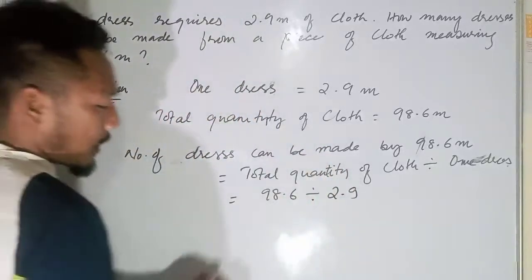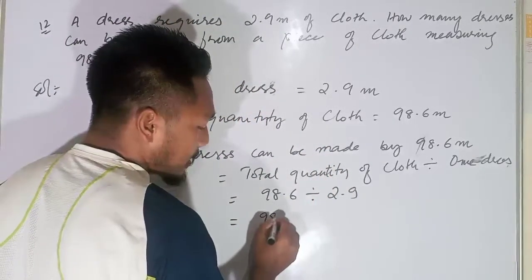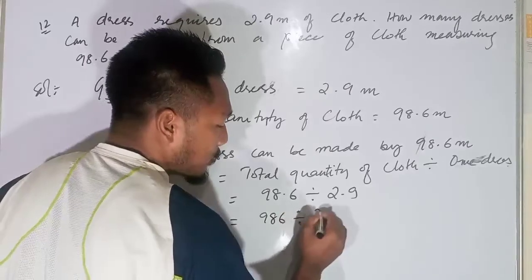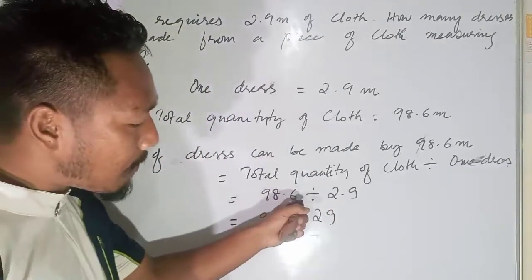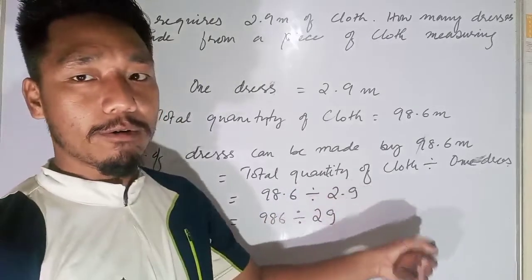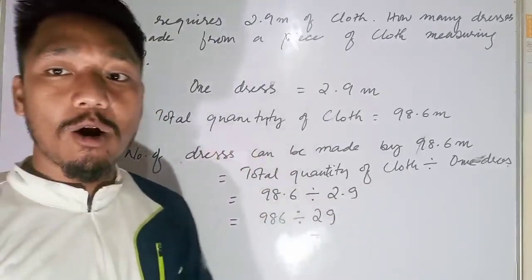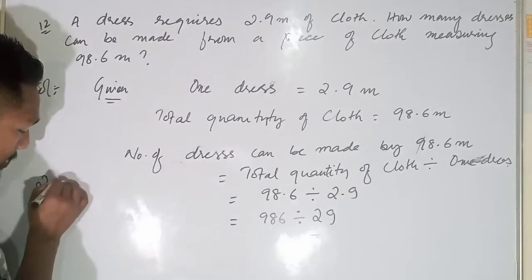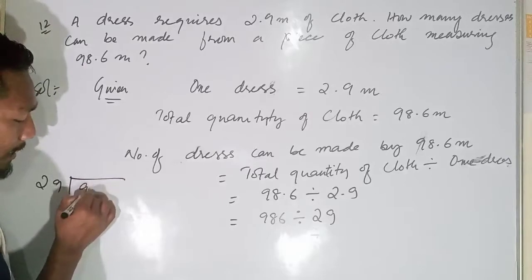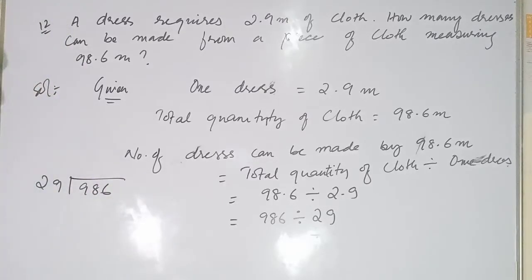So we divide 98.6 by 2.9. Can I write like this? Yes, we can write like this. Why? After the point we have one digit here, and after the point we have one digit here. They are like decimals, so we can easily remove the point. So 29 dividing into 986.